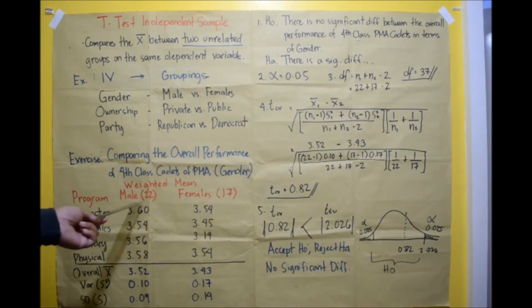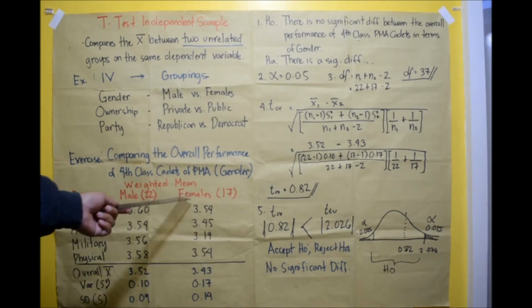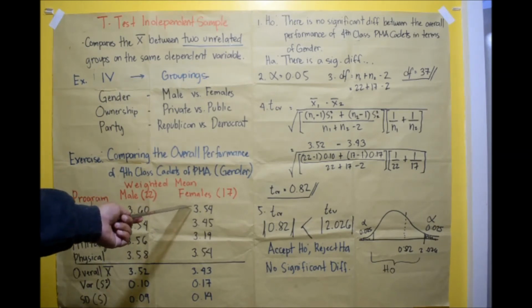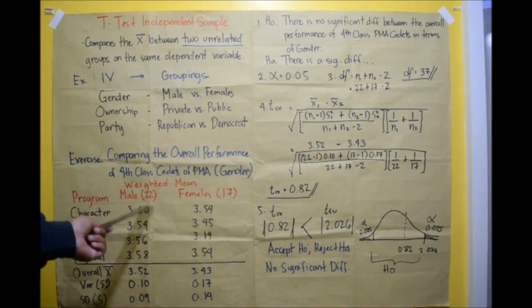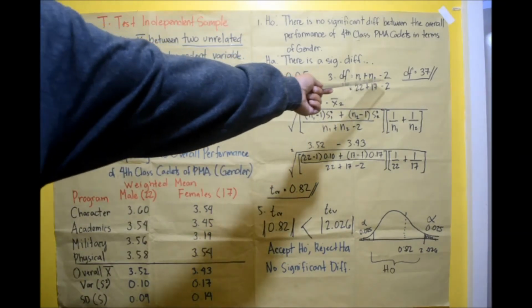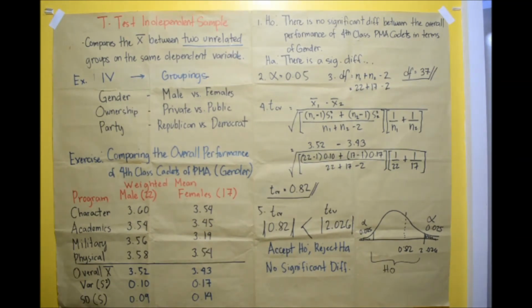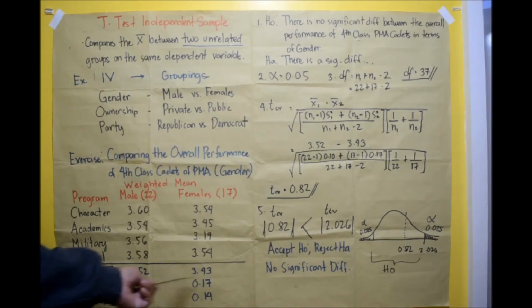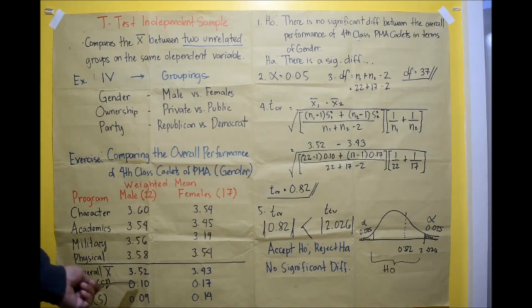There are 22 male respondents, and there are 17 females. These 17 and 22 will be our N1 and N2, no? So, N stands again for sample. Okay, what do we need? We get the overall mean of the two groups. So, 3.52, simply add, divided by 4.